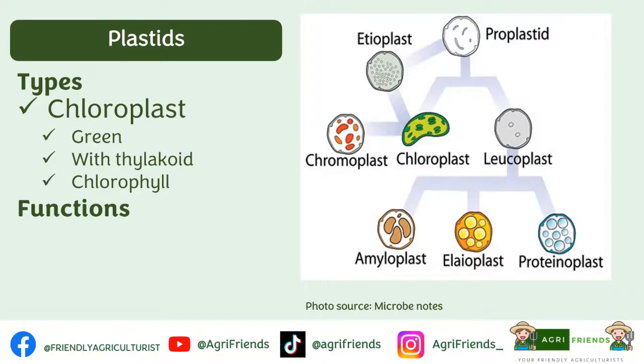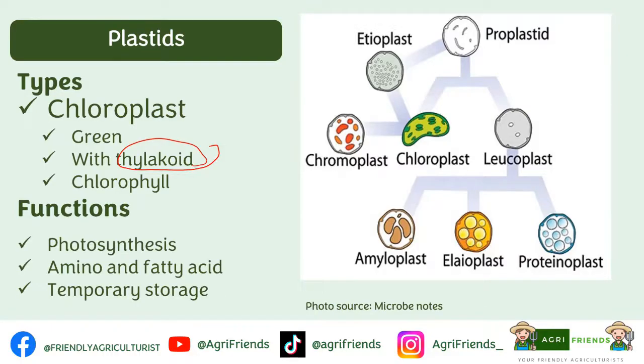Chloroplasts contain multiple stacks of disc-like single lipid layers called thylakoids, which form a grana or the granum. Chloroplast is the site of photosynthesis. Since they have the ability to turn light into energy, they are also involved in amino acid and fatty acid synthesis, and they provide space for temporary storage of starch.